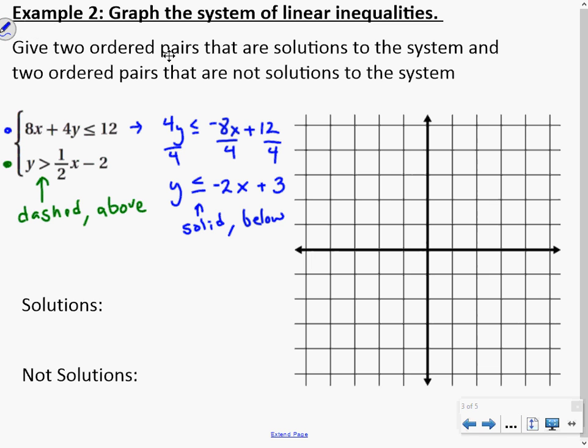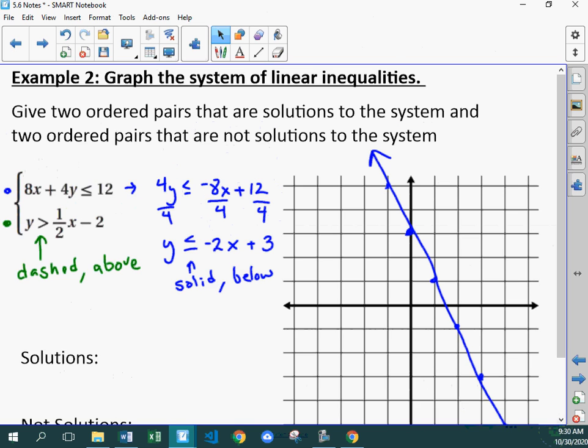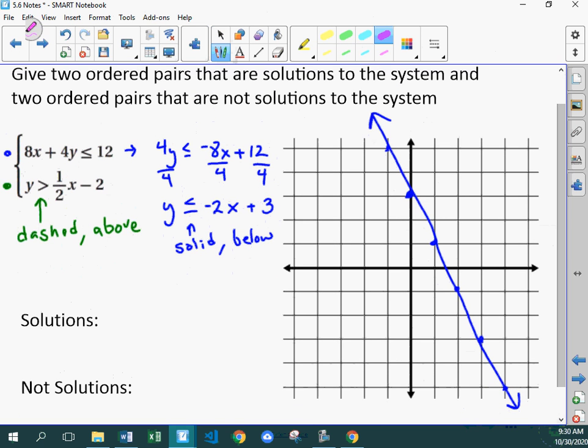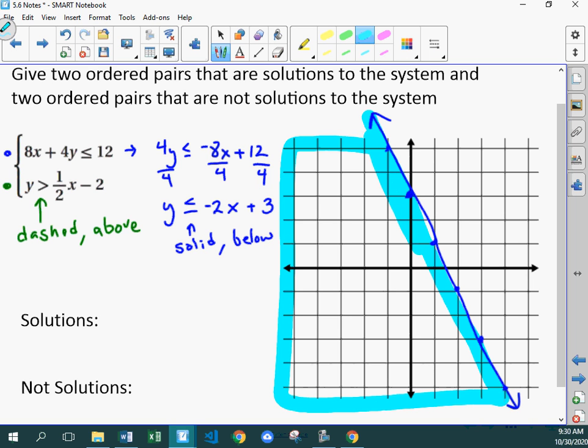In blue, we've got a y-intercept of 3, a slope of -2. We said it's going to be a solid line, so let's actually connect our points all the way together here. And we're going to shade below that line. We'll shade the whole region in here.